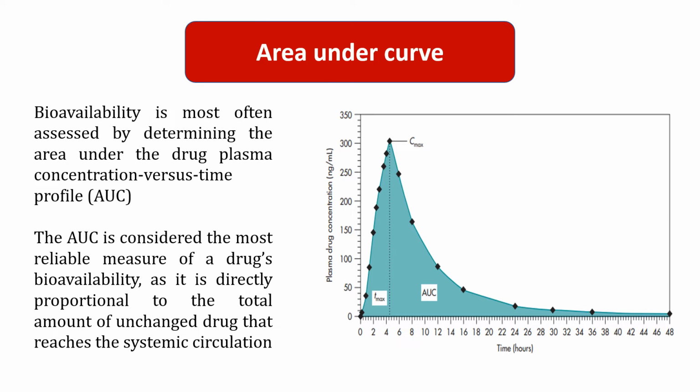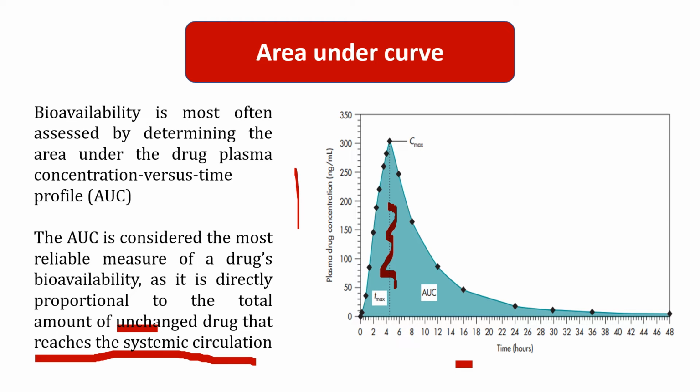So let's have a recap of the area under curve. The AUC is considered the most reliable measure of a drug's bioavailability and is directly proportional to the total amount of unchanged drug in the systemic circulation. This is the time component, this is the plasma concentration component, and the green part is the area under the curve. This is the amount of drug that is present inside the body following the administration of a drug.